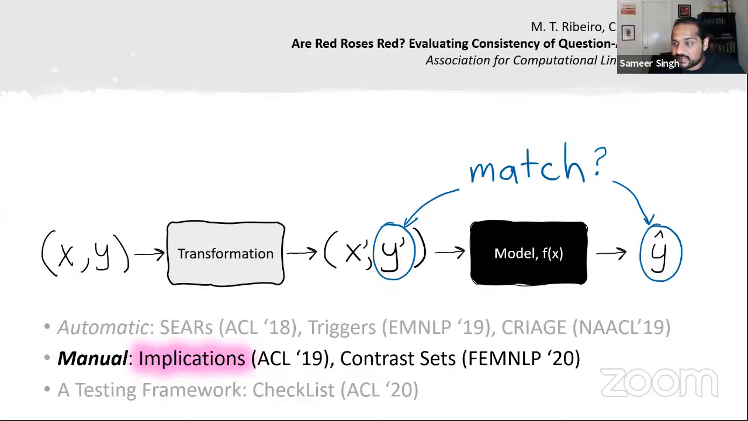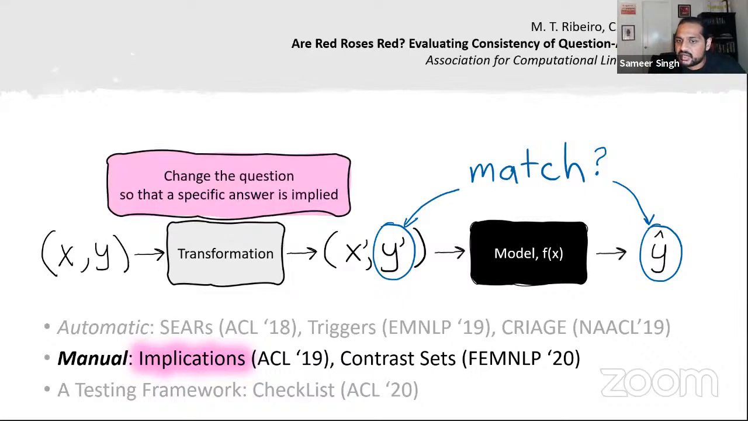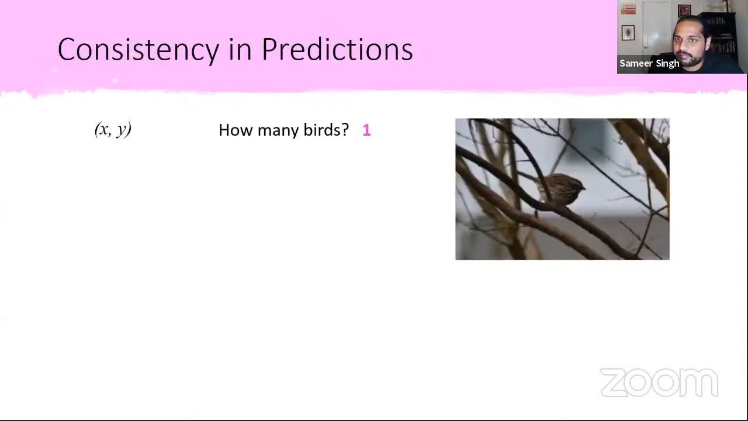And so the first one in this direction was this work at ACL 2019, also led by Marco, where we were looking at consistency in QA systems. The idea here is we want to change X in a way that we know what Y prime is, and it's something that's logically implied. And then we want to see whether the model agrees with that logical implication or not. A bunch of people have done this for lots of different tasks. We looked at it for QA, so I will give you a quick example of what this means.